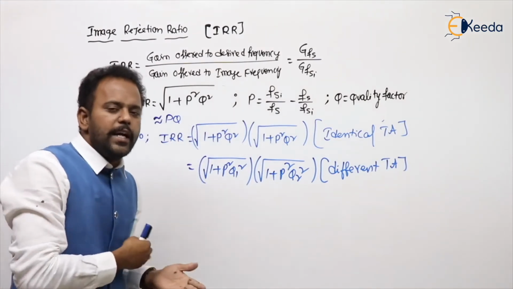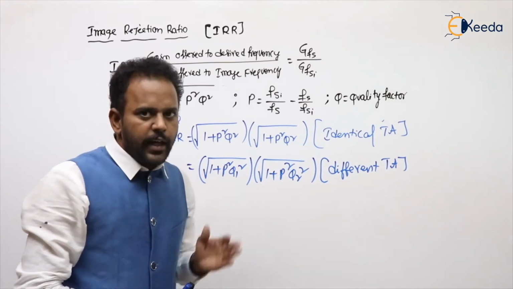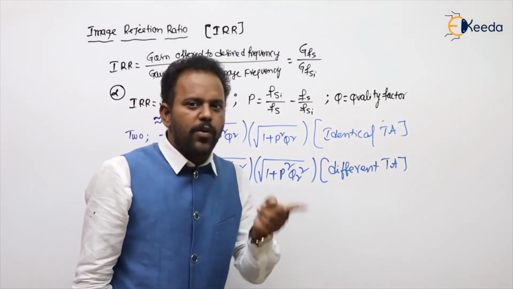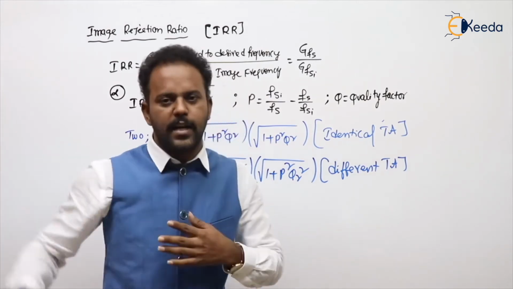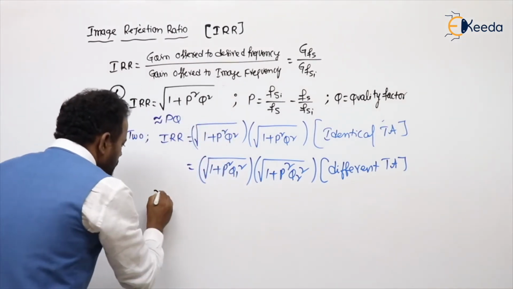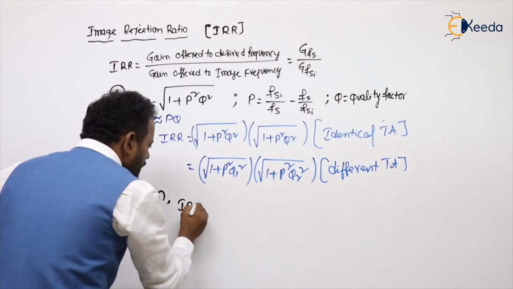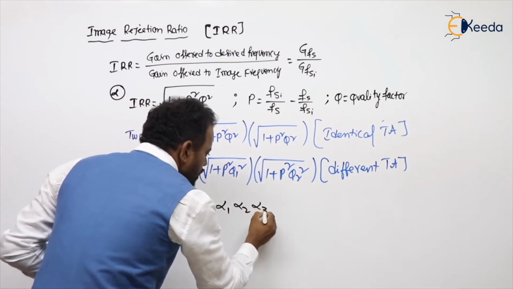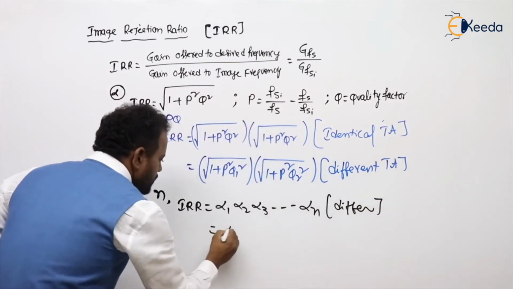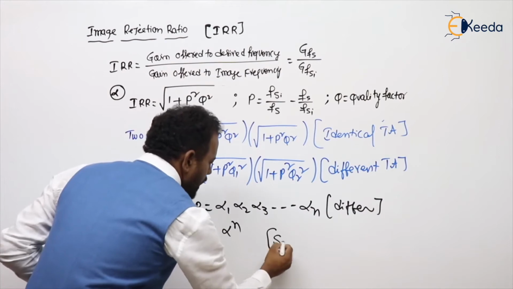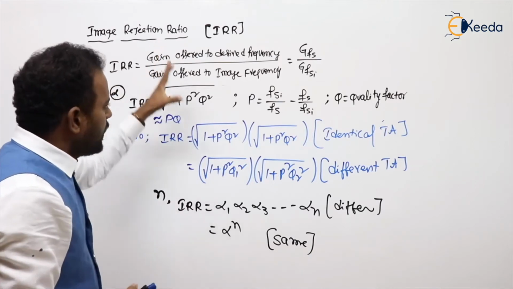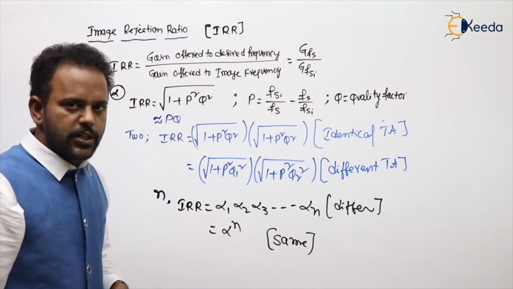These are just mathematical formulas. For example, n tuned amplifiers are connected in cascade. Then what is the overall IRR value? First one alpha 1, alpha 2, alpha 3, alpha 4, and so on, alpha n. If identical, alpha power n. If n tuned amplifiers are connected, the overall IRR value is the multiplication of their individual IRR values. And this will be alpha power n when all are the same. Same means that many number of times multiplication, so I write power n. This is the empirical formula for calculation of image rejection ratio.